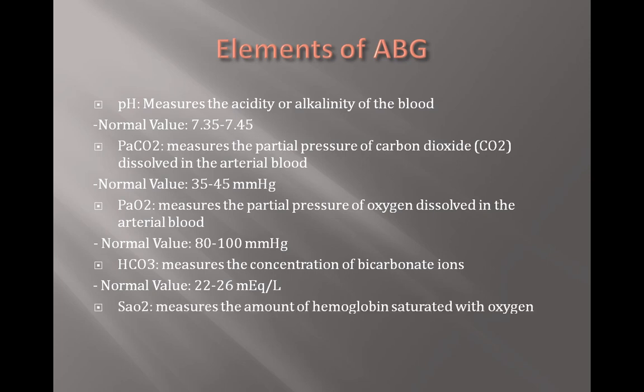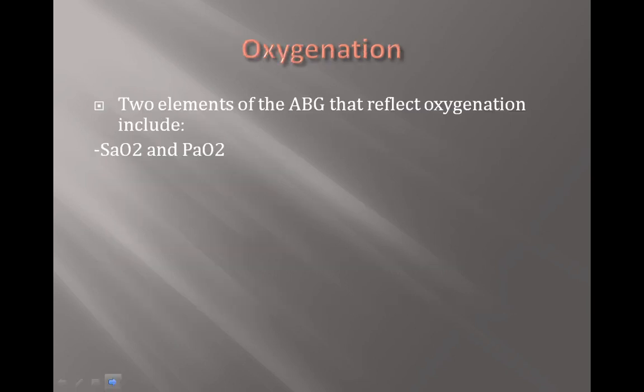Finally, we have the SaO2, or oxygen saturation. This measures the amount of oxygen bound to hemoglobin and is reported in percentage terms. Normal values are 95 to 100%. In the ICU setting, we generally tolerate measures of greater than 92% and sometimes as low as 88% in a very small subset of our patients.